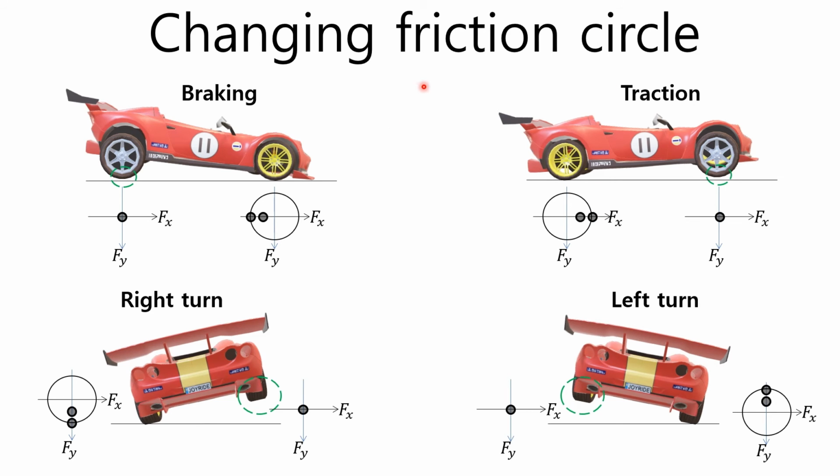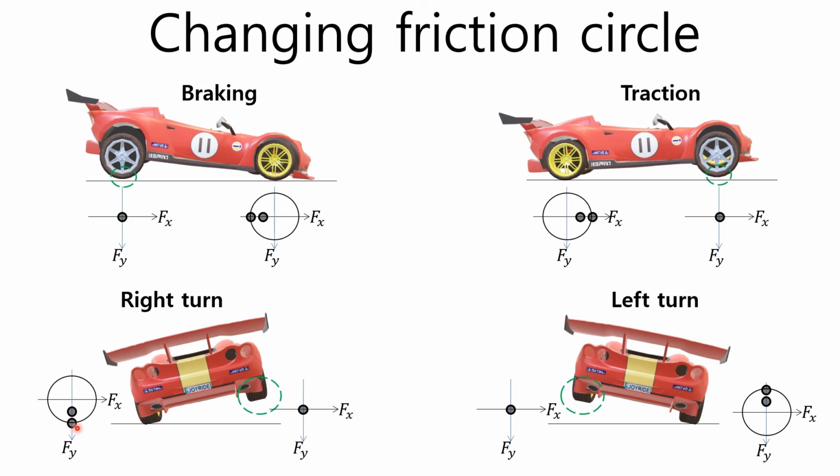When the centripetal force increases during a right turn, the weight is shifted to the left and the right wheels come off the ground. The friction circle of the right wheels becomes a friction point. On the other hand, the weight of the left wheel increases, which increases the friction circle and increases the lateral friction force.